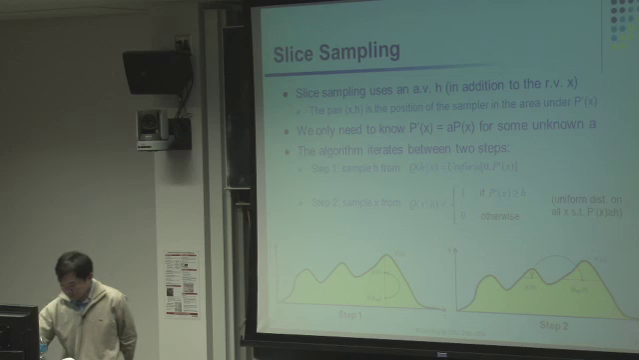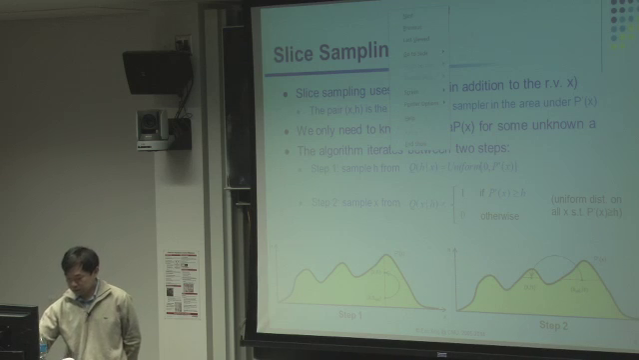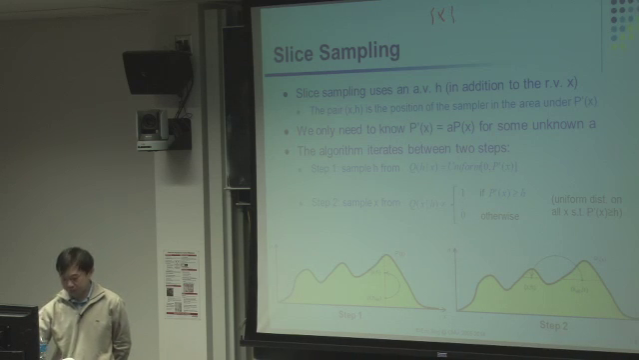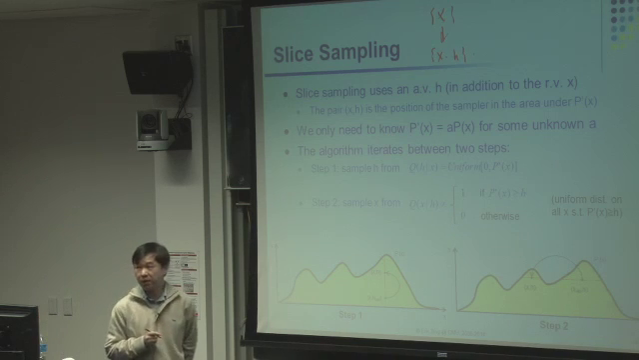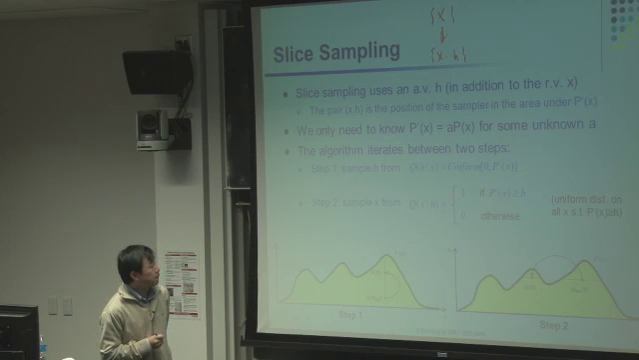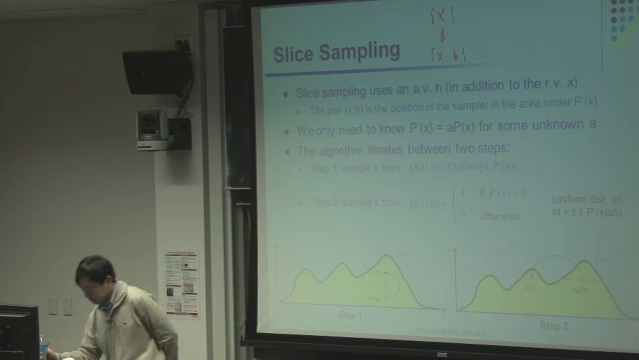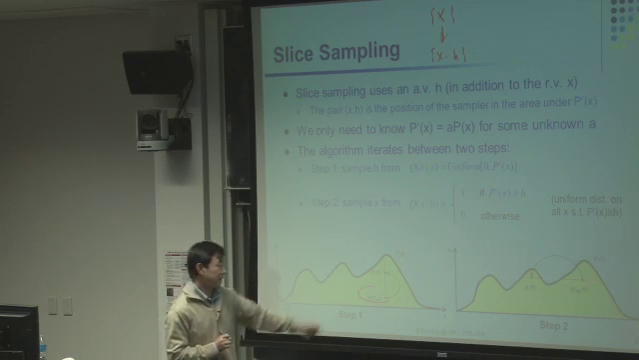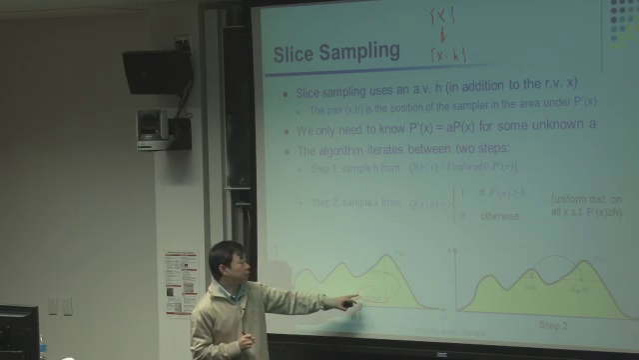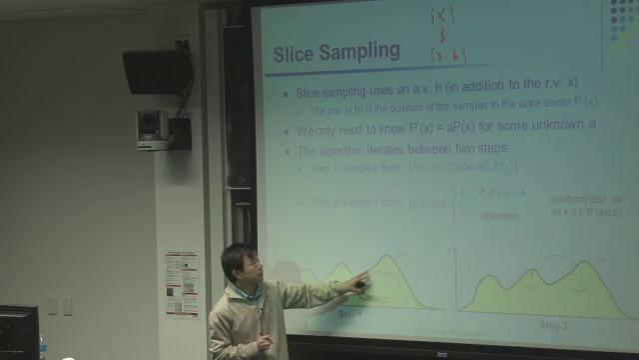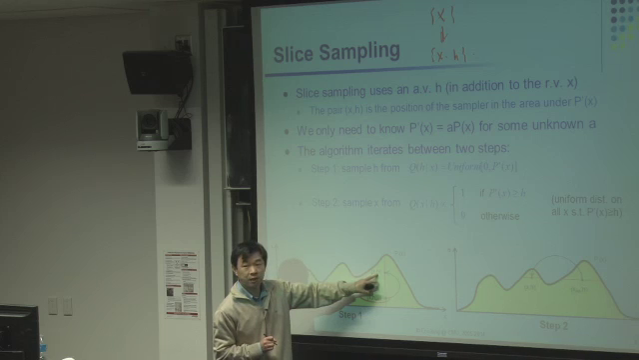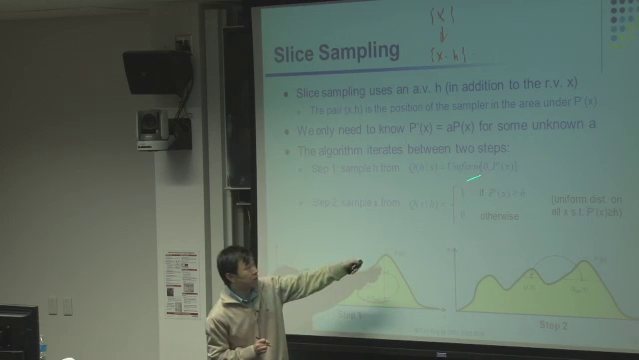So instead of sampling x, I'm going to now sample a pair, x and h, and h is my auxiliary random variable. And I actually do the following. Suppose that I started from some example already, where I had an x. Now I'm going to sample an h according to this uniform distribution.